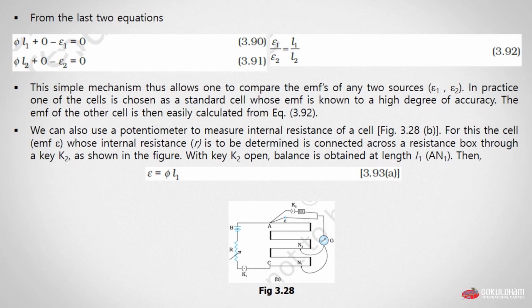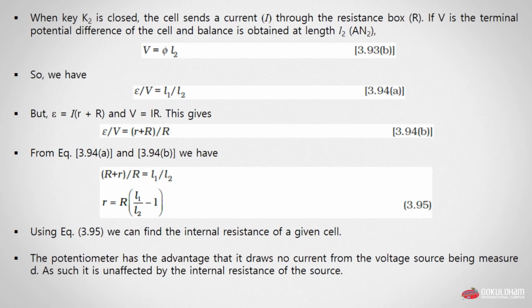Then the value of EMF is equal to phi into L1, with the key K2 open. When the key K2 is open, the balance is obtained at a length L1, and then we have the value of epsilon as phi into L1, which is equation 3.93a. When the key K2 is closed, the cell sends a current I through the resistance box R. If V is the terminal potential difference of the cell and balance is obtained at length L2, meaning from point A to N2, then the value of V will be phi into L2, which is our equation 3.93b.